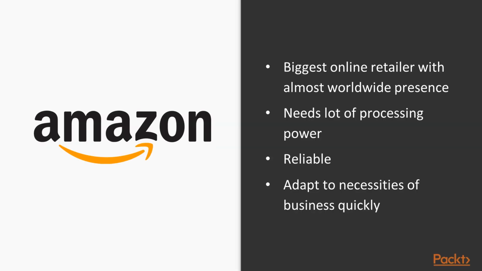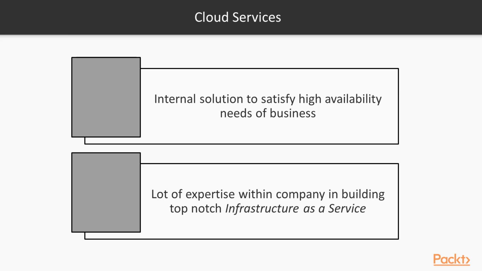Amazon is by far the biggest online retailer with an almost worldwide presence. It makes sense that a big company such as Amazon needs a lot of processing power, is reliable, and is able to adapt to the necessities of the business quickly. Initially, the cloud services were an internal solution to satisfy the high availability needs of the business, as well as have the capacity to grow in a uniform way. This created a lot of expertise within the company in building a top-notch infrastructure as a service that at some point they realized could be sold to customers.